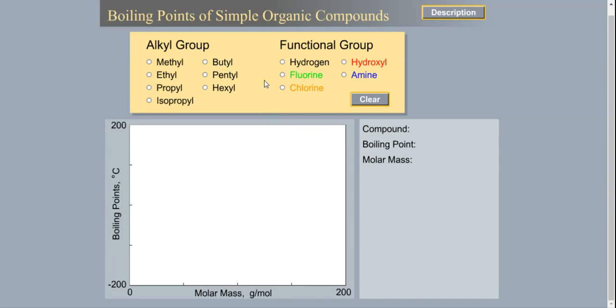Let's use this interactive to explore the boiling points of simple organic molecules, where we can change the functional group and see what happens when we increase the length of the chain. So we'll start with the alkane. We'll click on a hydrogen. We're going to add a hydrogen to a methyl.